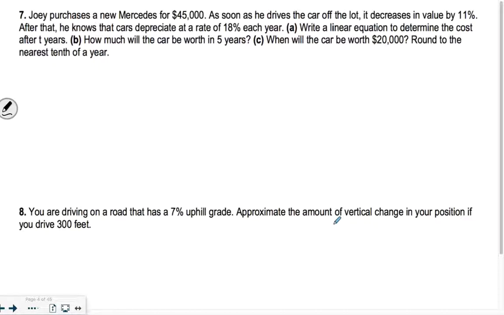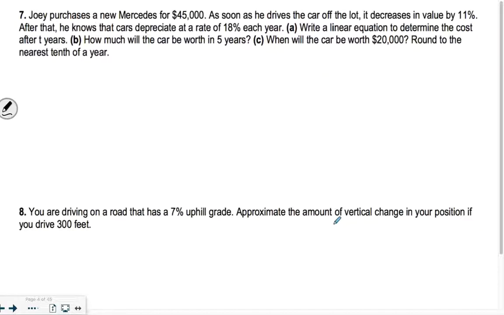I've always heard that it decreases in value by half. Have you guys heard that before? So Mrs. Hogan and I looked it up. We were like, how much does it really decrease in value by? 11%, around there. So after that, he knows that cars depreciate at a rate of 18% each year. I just made that number up. I have no idea. We can ask Mr. Walls. Do you guys know that Mr. Walls owns a car dealership?